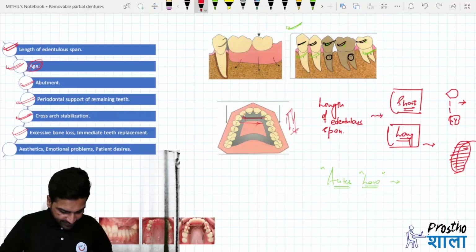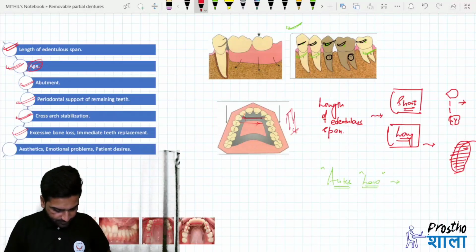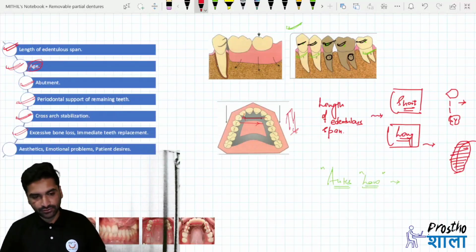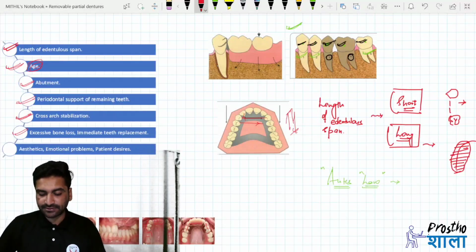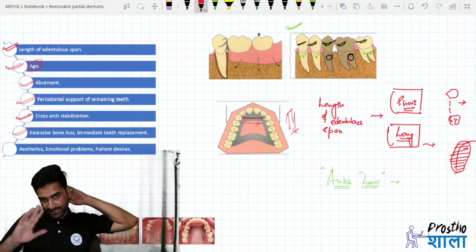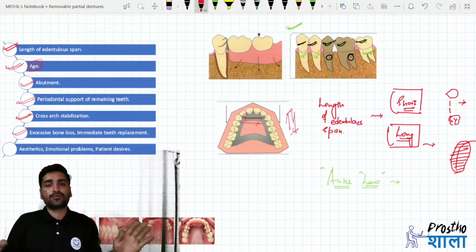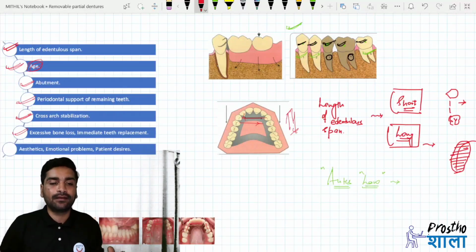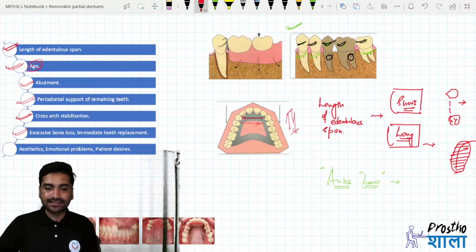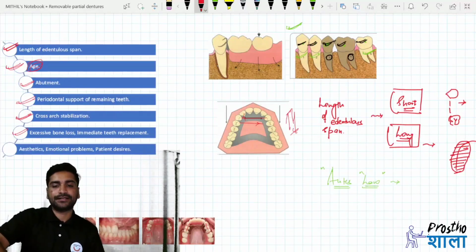If the patient has any emotional problems or physical problems, or cannot afford a fixed partial denture treatment, then in that case also. Sometimes the patient desires that he doesn't want to trim his healthy teeth and go with a fixed partial denture option. Instead he would like to go with an RPD. So the patient might show a desire also, right?